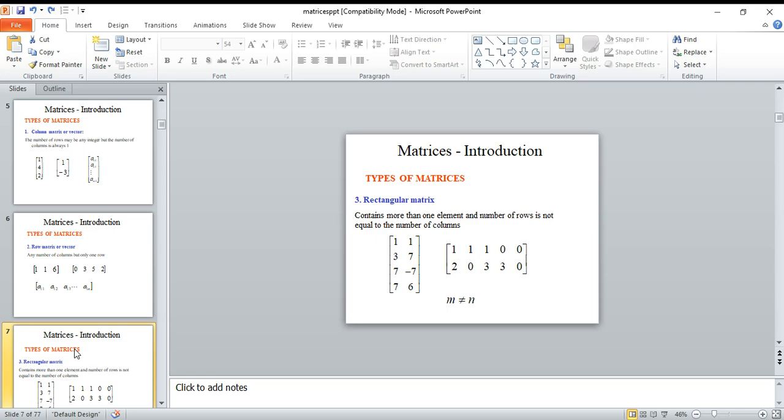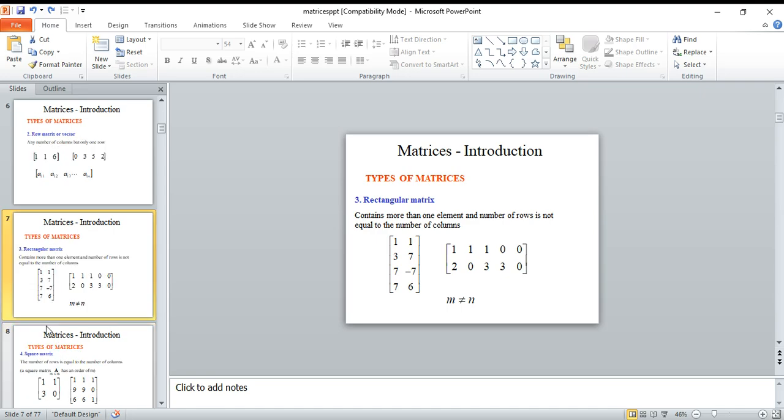1 1 1 0 0, and the second row is 2 0 3 3 0. This matrix has two rows and the columns are different. 1 2 is the first column, 1 0 is the second column, 1 3 is the third column, 0 3 is the fourth column, 0 is the fifth column. This matrix has two rows and five columns. The rows are not equal to the columns. This looks like a rectangle. It is called a rectangular matrix. Rows not equal to columns is called a rectangular matrix.